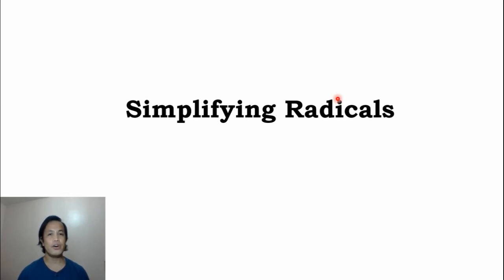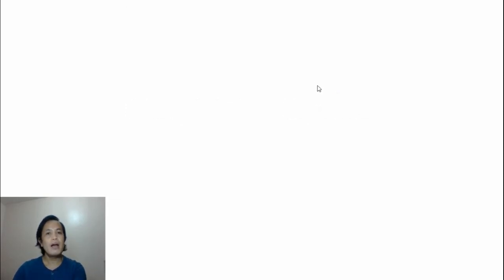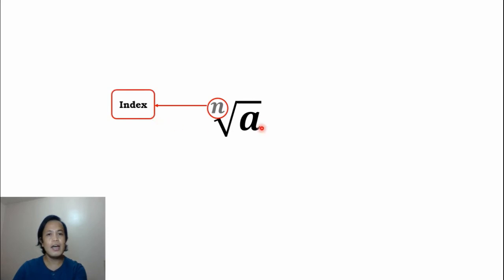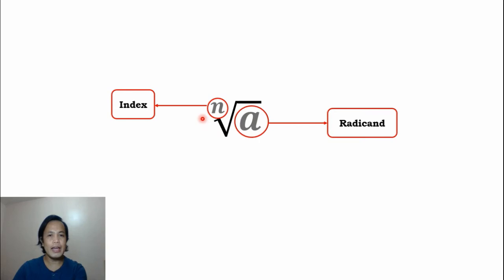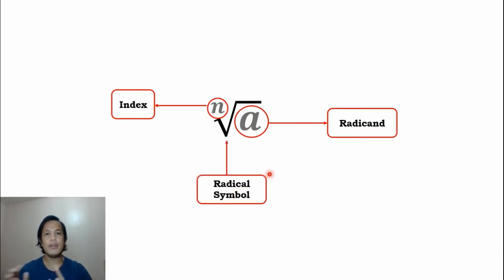This lesson is for grade 9 students. So to start, a radical is denoted by this expression, the nth root of a, where n is called the index and our a here is called the radicand. And this symbol is called the radical symbol. Now, if ever in a radical expression there is no index indicated, it is assumed that the index is 2. That's why it is called a square root.